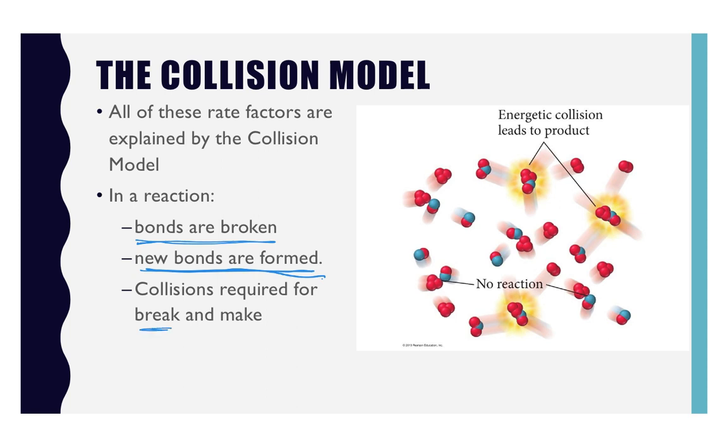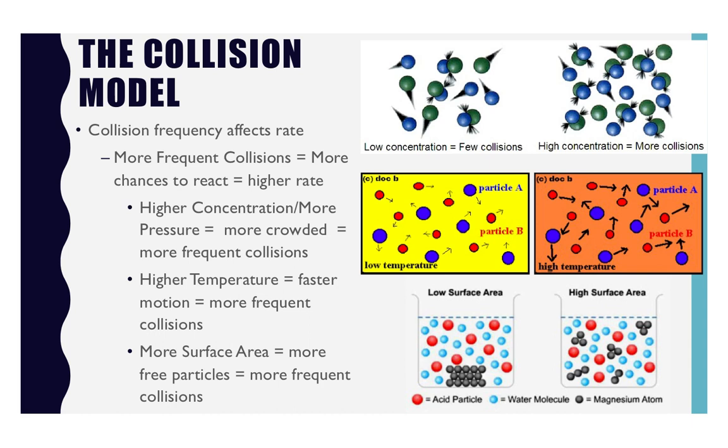Collisions are required to break a molecule or break atoms apart, and they're also required to get atoms close enough together that they might attract and create some new bonds. So you need a collision for both breaking and making bonds. If we're talking about rate, then what is it about collisions that makes a reaction go faster or slower? Well, one thing that affects how fast a reaction happens is the collision frequency.